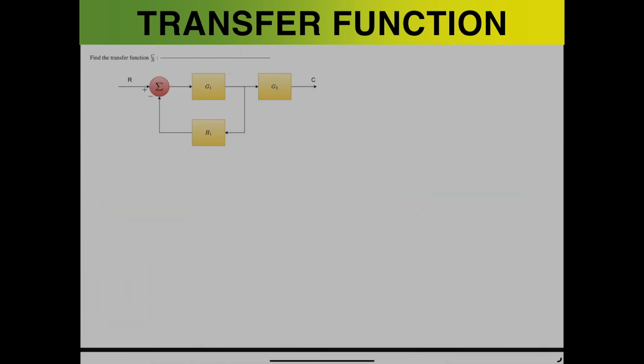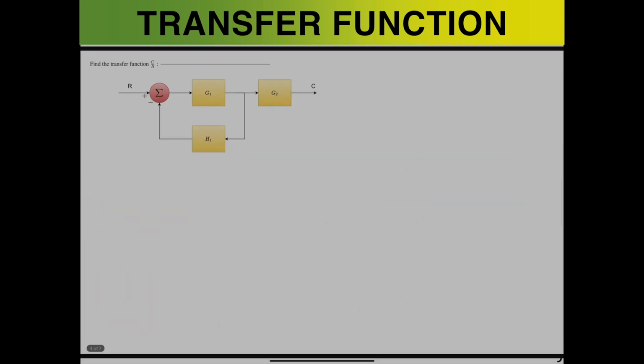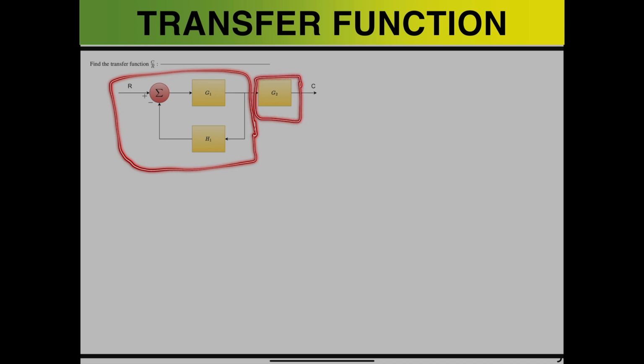So let's move on to the next question. Question number 2 is essentially saying, try to find the transfer function of C over R. In this case, we know that this is simply a cascade of a simpler closed loop followed by a gain of G2. So we can break it down into smaller pieces: first try to find the transfer function of the first part, and then multiply whatever we get by G2.